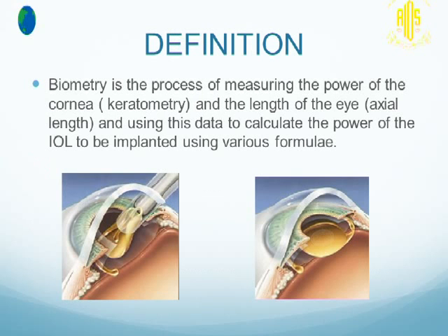Biometry is defined as a process of measuring the power of the cornea, keratometry, and the length of the eye, the axial length, and using this data to calculate the power of the IOL to be implanted using various formulae.